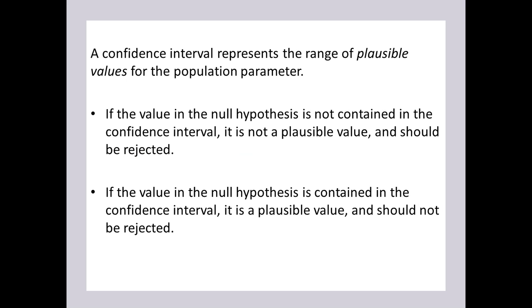I said this earlier, but here it is again. This is really how this works. The confidence interval contains a range of plausible values for the parameter. So if the value in the null hypothesis is not in the interval, then it's not a plausible value, so you should throw it out. You should reject it. If that value is inside the interval, then it's a plausible value, so you don't want to throw it away. So that's where you wouldn't reject the null hypothesis.